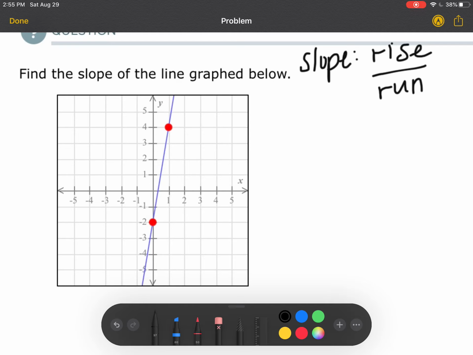So when you're looking at a graph, you want to identify the 2 points, and it's giving you your 2 points that you need to look at. So when you're looking at this, you're going to say, okay, well, what is the distance between these 2 points going up and going over? So let's start with the up part. So I start at -2 and I go to 4.